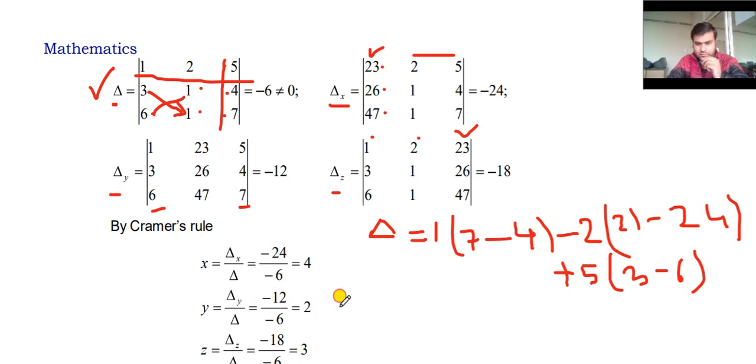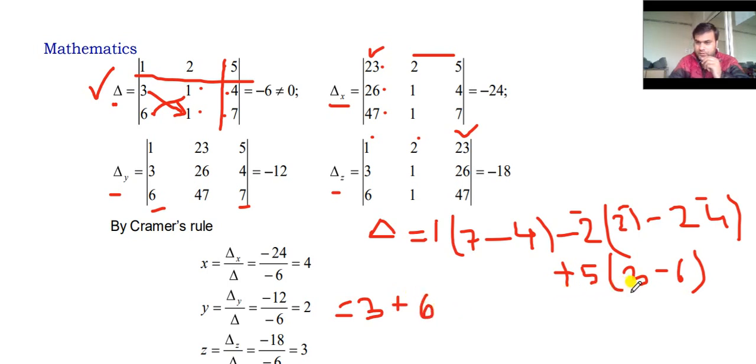Now we solve this. 7 minus 4, that is 3. 3 into 1, that is 3. So 21 minus 24, that is minus 3, and minus 3 is multiplied with minus 2, so this becomes plus 6.